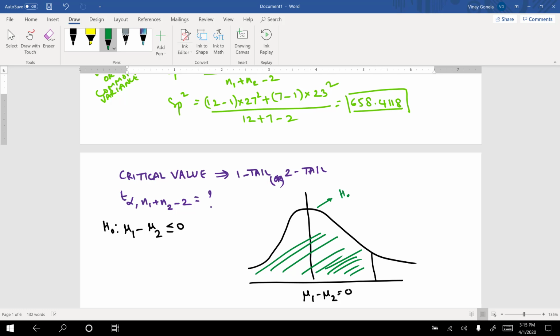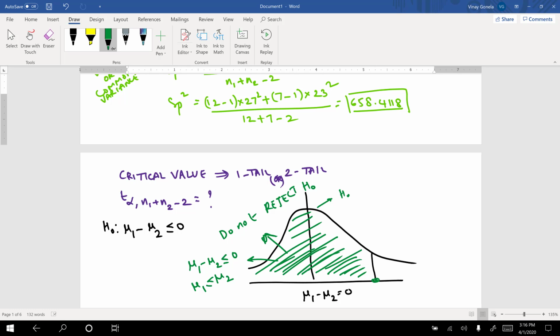Anything less than this certain value will be do not reject H null. That means if our test statistic value falls in this region, mu1 minus mu2 will be less than or equal to 0, or the other way of saying it is mu1 is less than or equal to mu2. That means the manufacturer's range is less than the competitor's range.